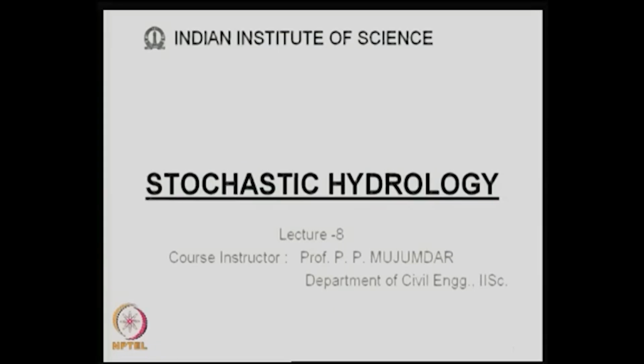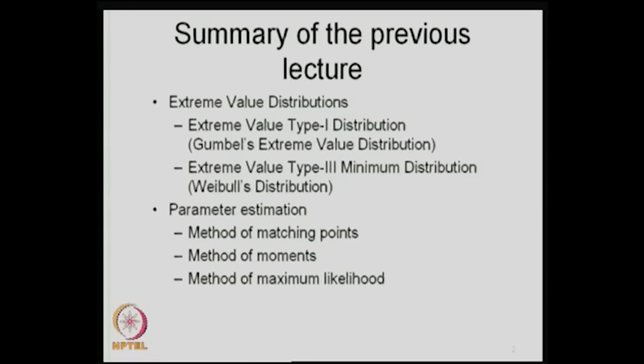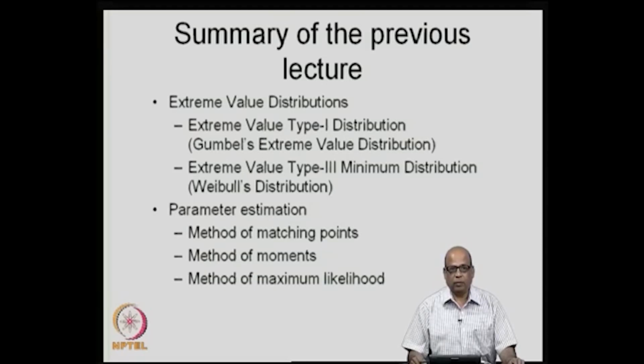Good morning and welcome to the 8th lecture in the course Stochastic Hydrology. If you recall, in the last lecture, we discussed the extreme value distributions, specifically the extreme value type 1 distribution, which is also called the Gumbel's extreme value distribution. This is generally used for the maximum values. For example, we may be interested in the peak flows, maximum rainfall, etc.